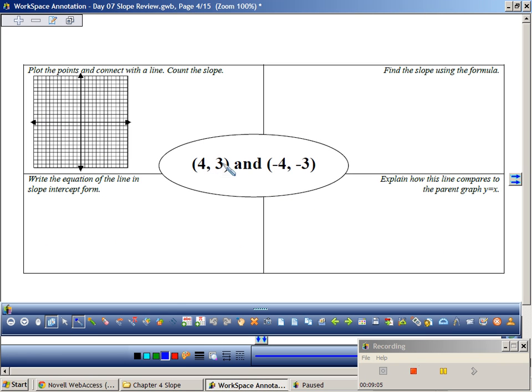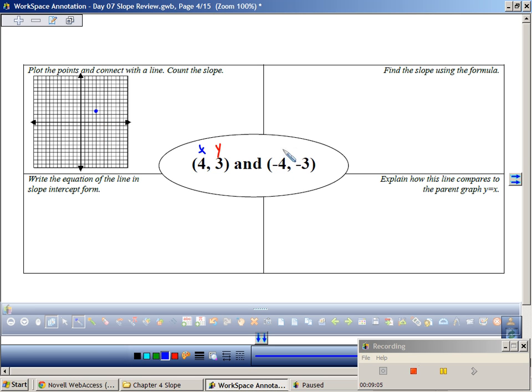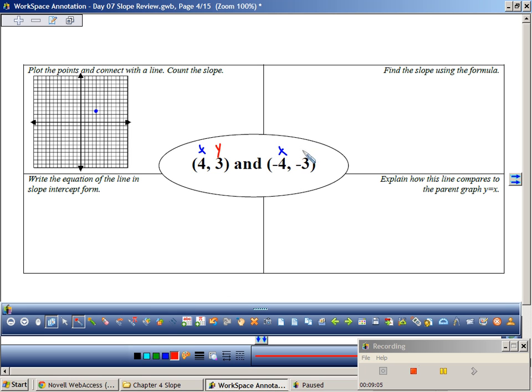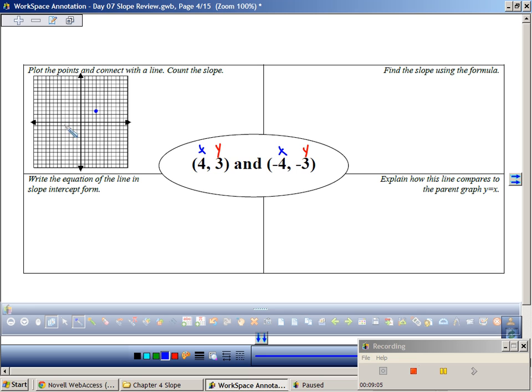So if I have 4, 3, my x value is 4, and my y value is 3. Should have been in red. So I'm going to go over 4: 1, 2, 3, 4, and up 3: 1, 2, 3. And then I'm going to go -4, -3. So I'm going to go in the negative direction, 1, 2, 3, 4, and then in the negative direction again, 1, 2, 3.